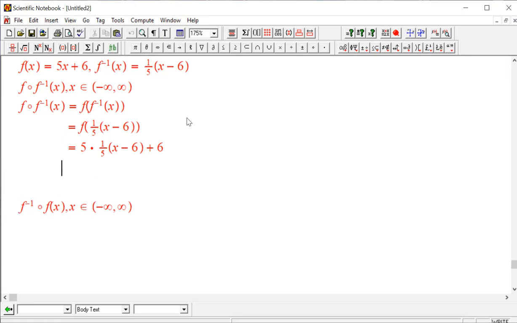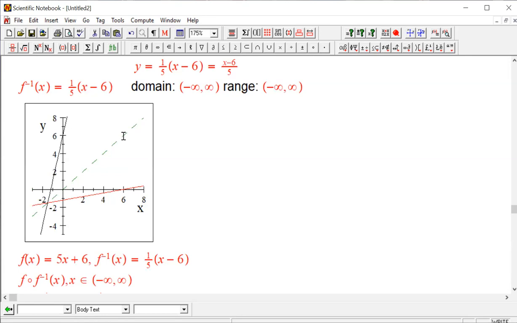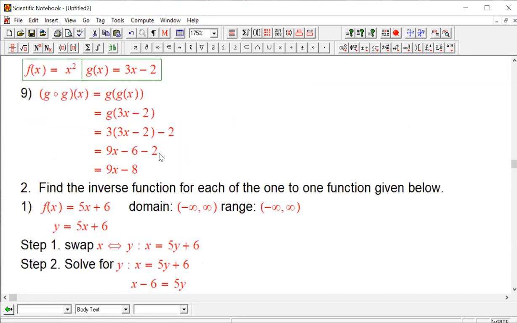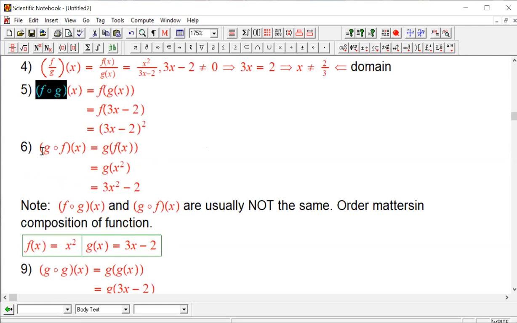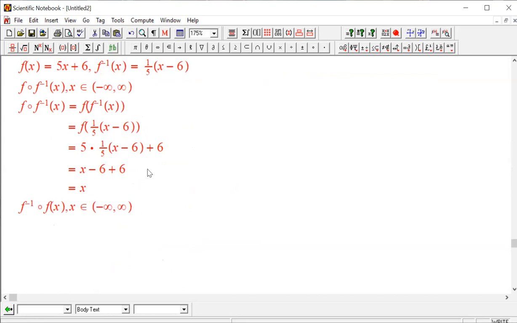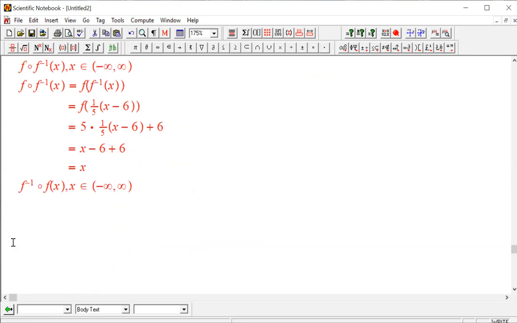Okay, let's see what we get in the end. You know what we should get, right? But let's verify. The first part becomes X minus 6 and a plus 6. And we got it equals X precisely. Okay, so this verified that these two functions are inverse to each other, almost, because you need to check both. As we mentioned earlier, F composite G and G composite F are not always the same, right? So you really have to do your due diligence.